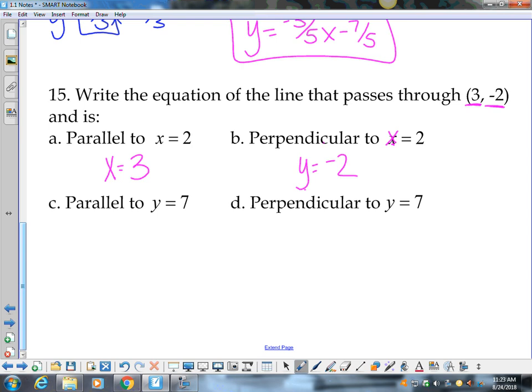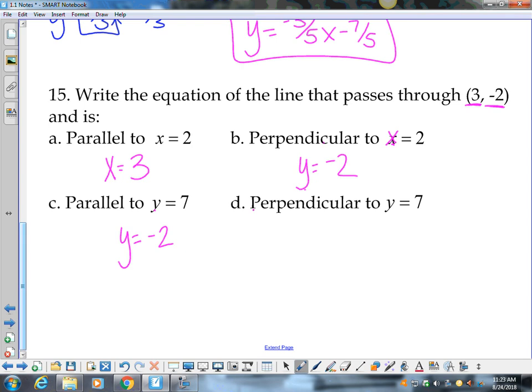All right, parallel to y equals. Well, this y equals is a horizontal line. If I'm parallel, then I'm a horizontal line. So I'm y equals, okay, now which number? I'm y equals the y value of your point. You will never be x equals the y value of the point or y equals the x value of the point. They will always go together.